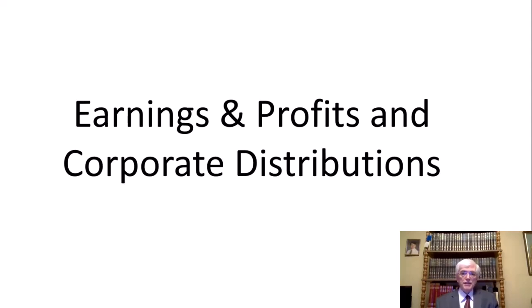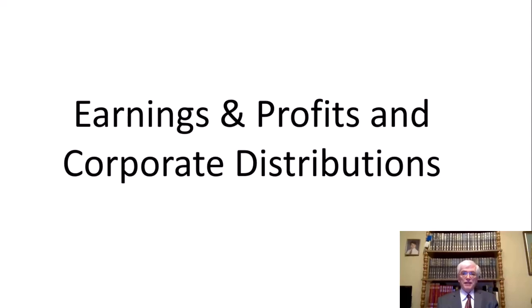Chapter 5 is all about earnings and profits and corporate distributions. Now, we talked a little bit about earnings and profits back in Tax 1 when we were talking about the taxability of dividends. We said dividends are taxable up to corporate earnings and profits, but we never really defined what we meant by corporate earnings and profits.